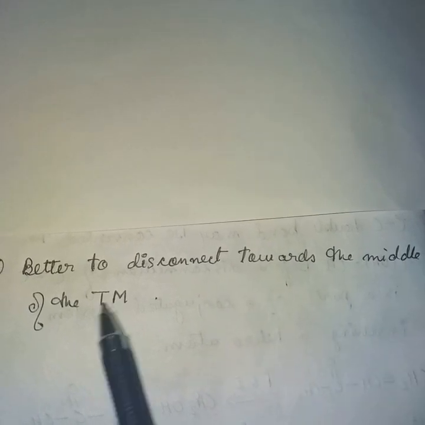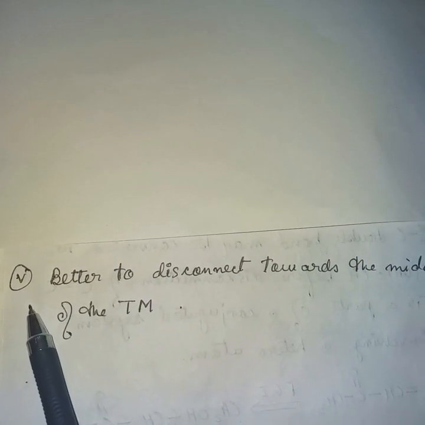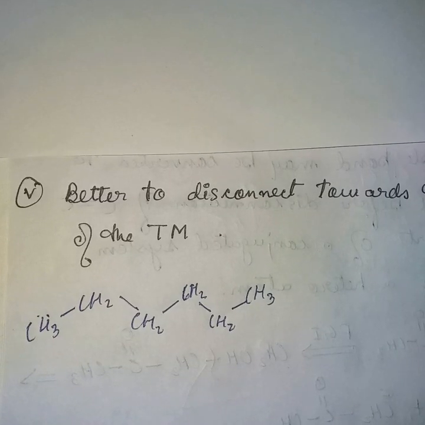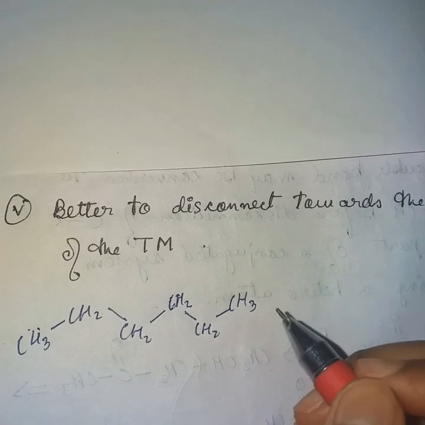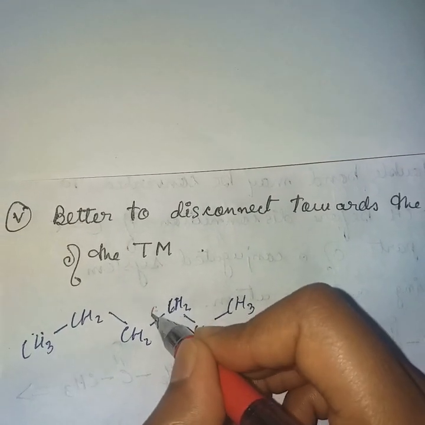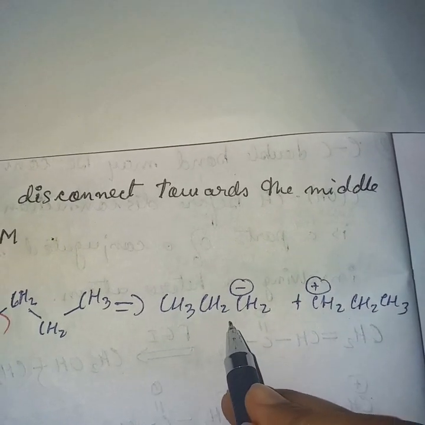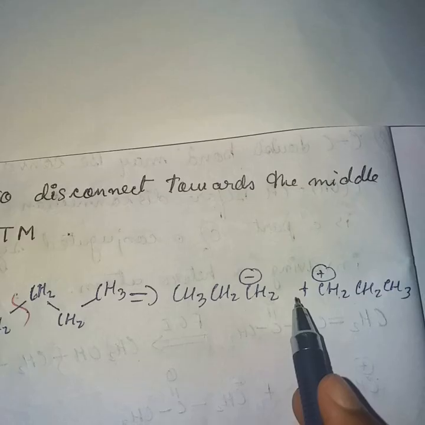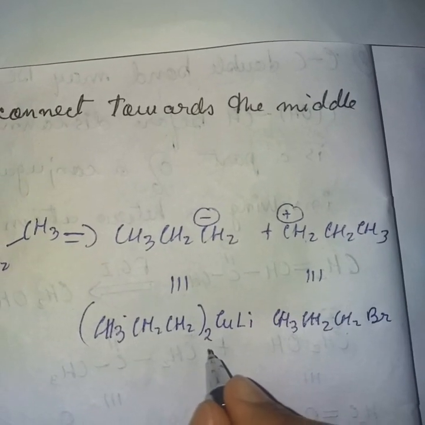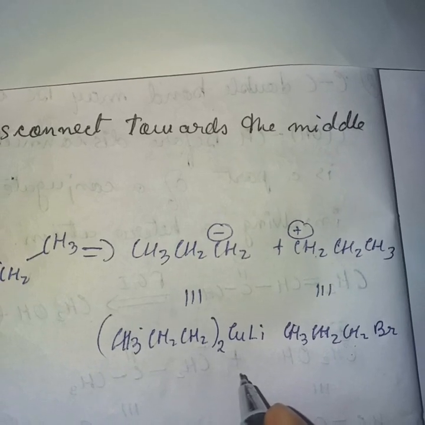Okay, it is better to disconnect towards the middle of the target molecule. This is our fifth rule. We have taken this example here. The middle of this compound will be exactly here, where we will disconnect, so that we get these two types of synthons, see, after disconnecting. Okay, again we get two types of synthetic equivalents like this.